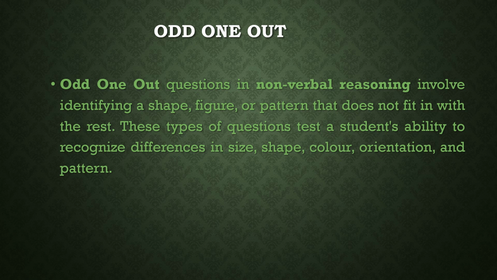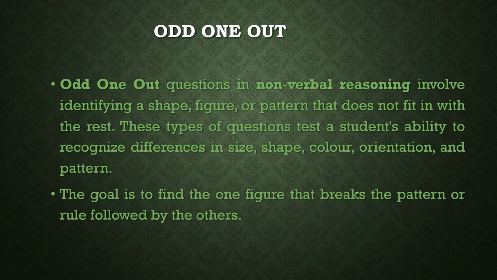The odd one out related questions in a non-verbal reasoning section of 11 plus exam are given to identify a shape, figure or pattern that doesn't fit in with the rest of the figures given. These types of questions test a student's ability to recognize differences in size, shape, color, orientation and pattern. And the ask is to find the one figure that breaks the pattern or the rule followed by others.